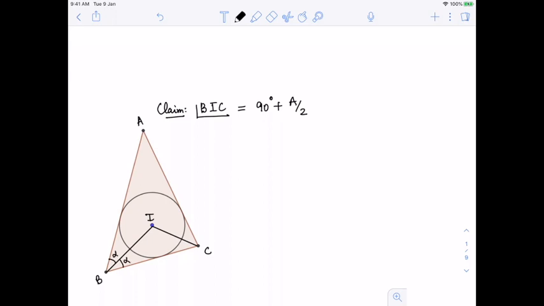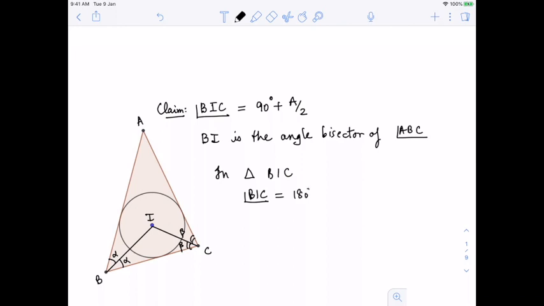To derive this, we label this alpha and alpha. We can do so because BI is the angle bisector of angle ABC. We use this fact and we label ABI and IBC as alpha. Similarly, CI is the angle bisector of angle ACB, so we can label them beta and beta. Now in triangle BIC, we know 2 angles already, we just have to find the third angle. So angle BIC is equal to 180 degrees minus alpha minus beta.